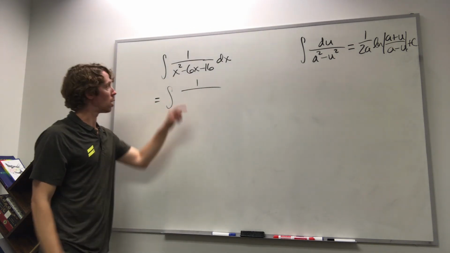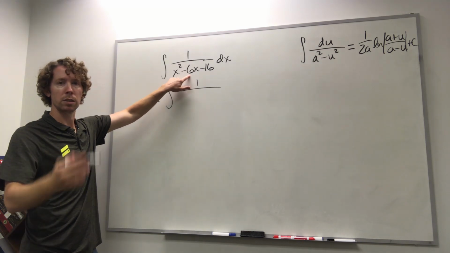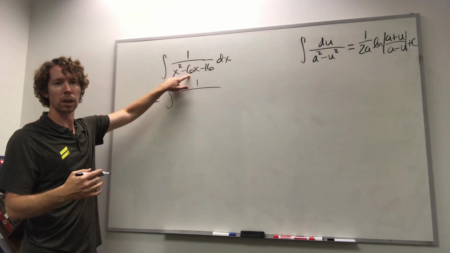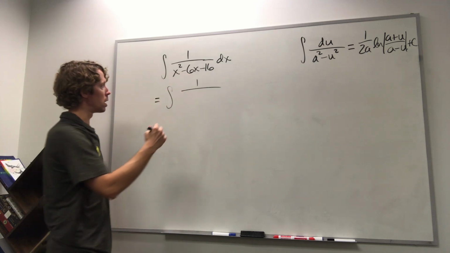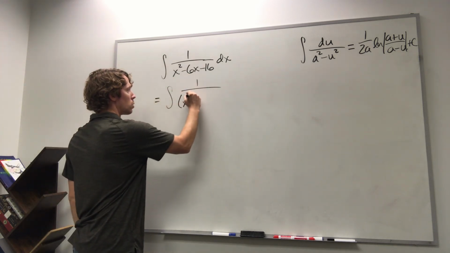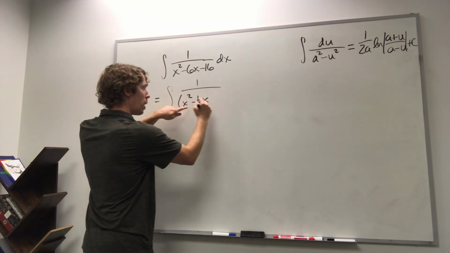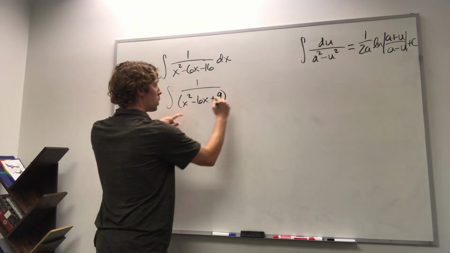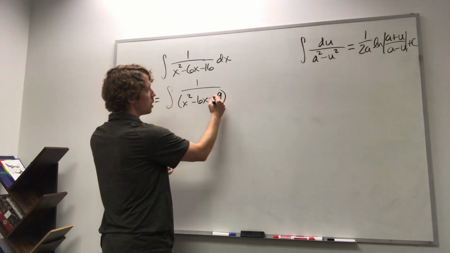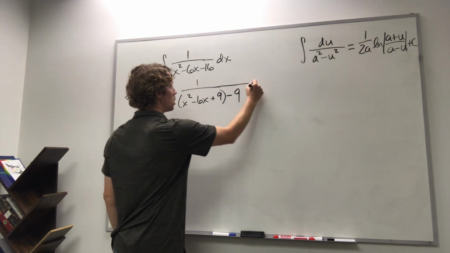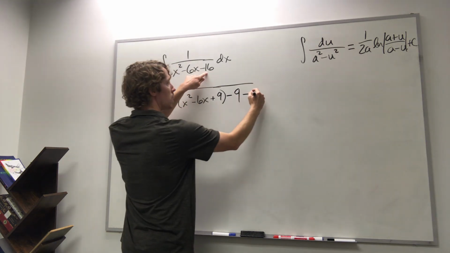So to do that, I'll take this -6, divide it by 2, and then square that. So -6 divided by 2 is -3. -3 squared is 9. So I want to replace x squared minus 6x with that plus 9. That will become my perfect square. And then since I added 9, I'm going to also subtract 9 to balance it out. And then keep this minus 16.